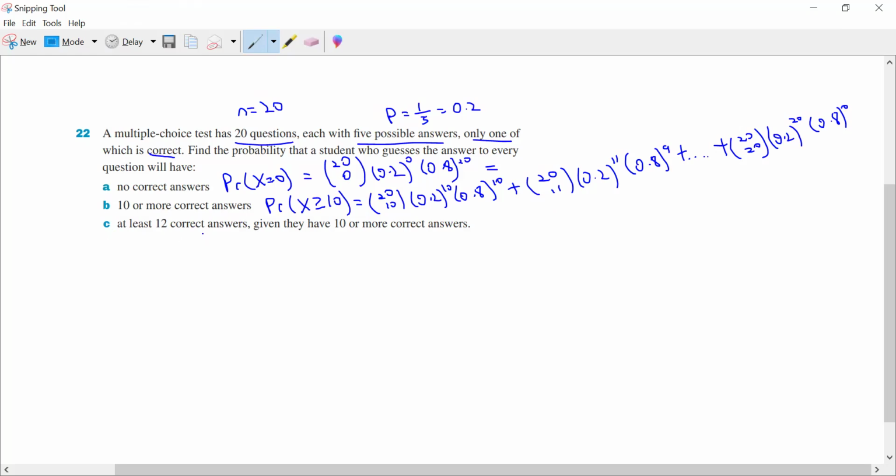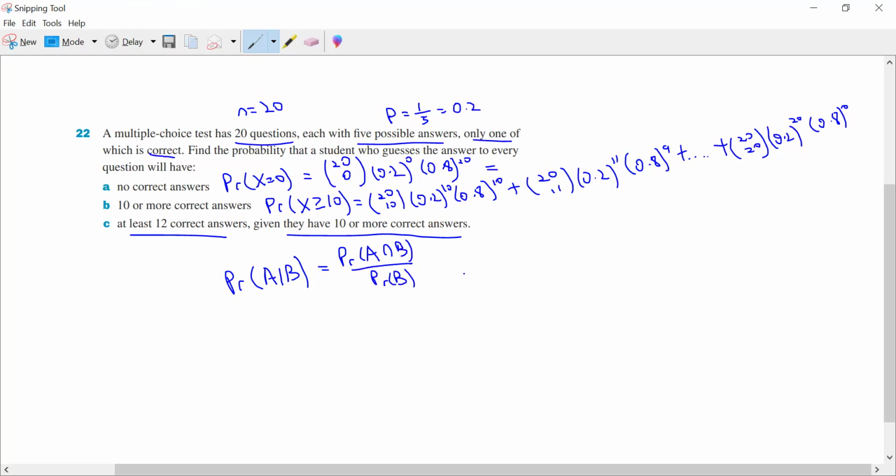Part C is at least 12 correct answers given they have 10 or more correct answers. So in this question here, we have conditional probability. If you can recall, conditional probability is the probability of A given B, which is the probability of A intersect B over the probability of B.